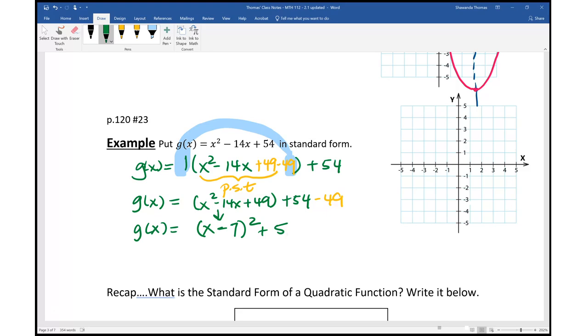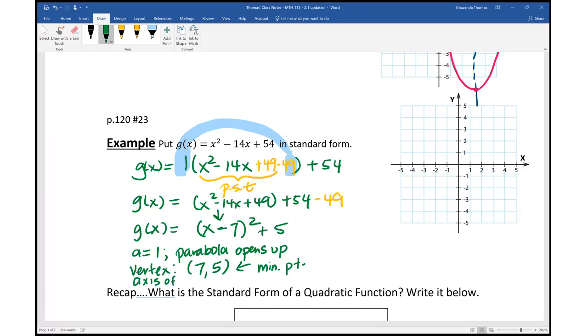Now, what is a? a is 1. Does the parabola open up or down? Opens up. What is the vertex? h, k. What is h, k? 7, 5. Is that a minimum or maximum point? Minimum because our parabola opens up. What is the axis of symmetry? That is x equals h. x equals h. What is h? 7.